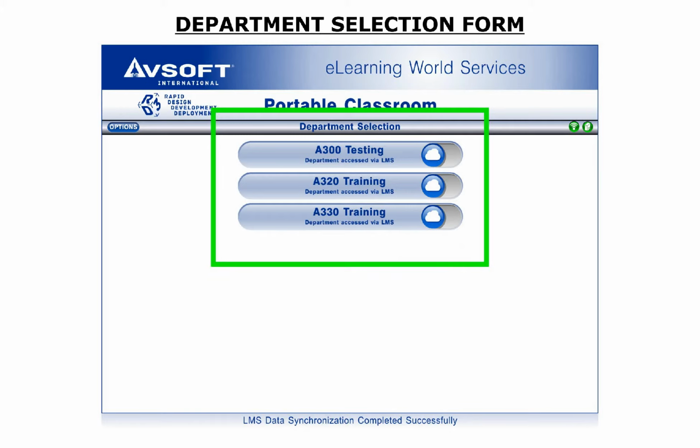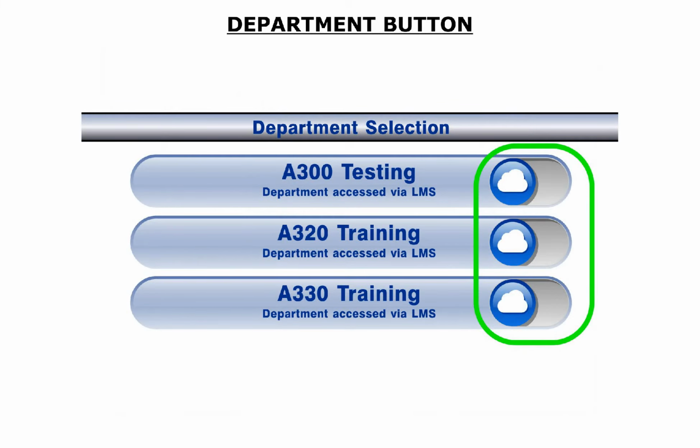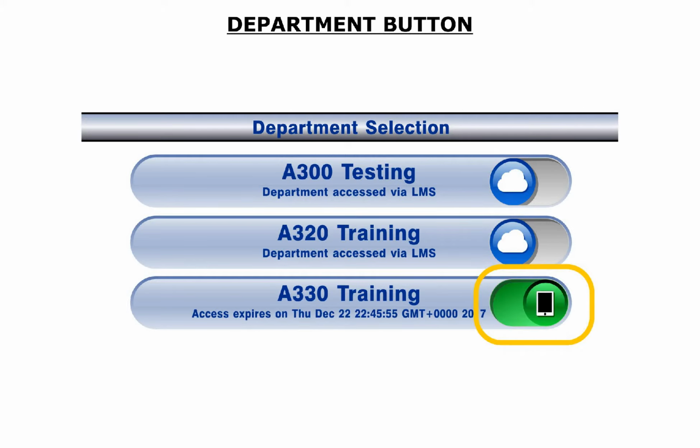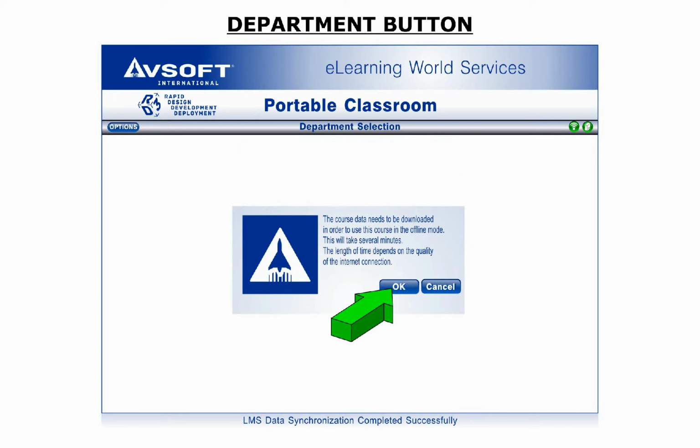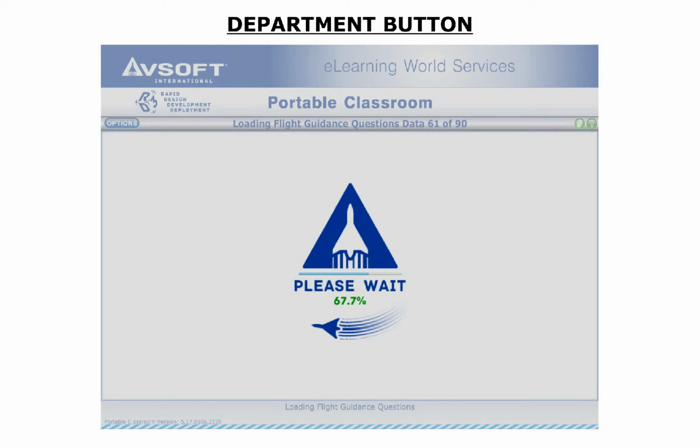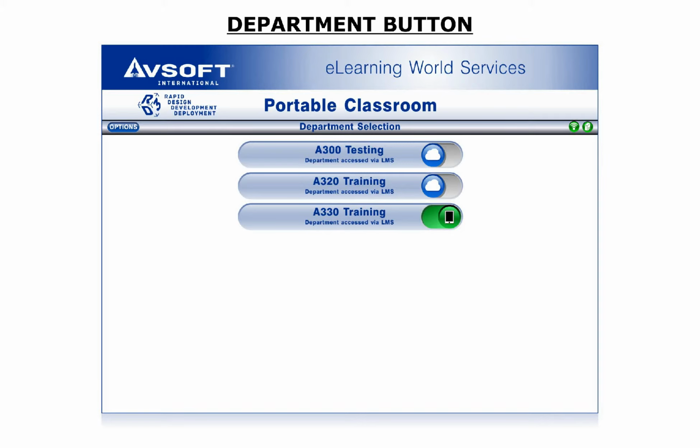Each department button controls the access mode of its associated courses, which can be set either to the LMS mode, which is indicated by a blue cloud icon, or the portable classroom mode, which is indicated by a green tablet icon. Initially, tapping the department button will trigger a course data download message box. Tapping the OK button on the message box will start the download of the course's data. Upon completion of the download, the department access mode will be automatically set to the portable classroom mode. This means the course can be accessed only on the device. Access via the LMS will be disabled.